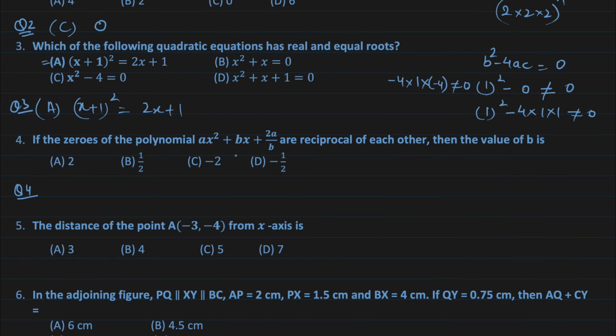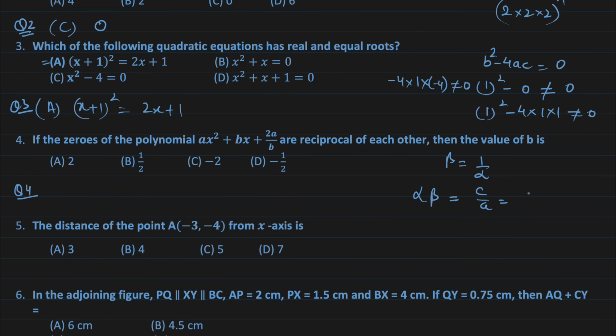If the zeros of the polynomial ax square plus bx plus 2a by b are reciprocal of each other, then the value of b is? So let's solve. We know the zeros. Let's say they are alpha and beta, and beta is 1 by alpha because they are reciprocal. So I'll use only the product of the zeros because they will get cancelled out. So that's c by a.